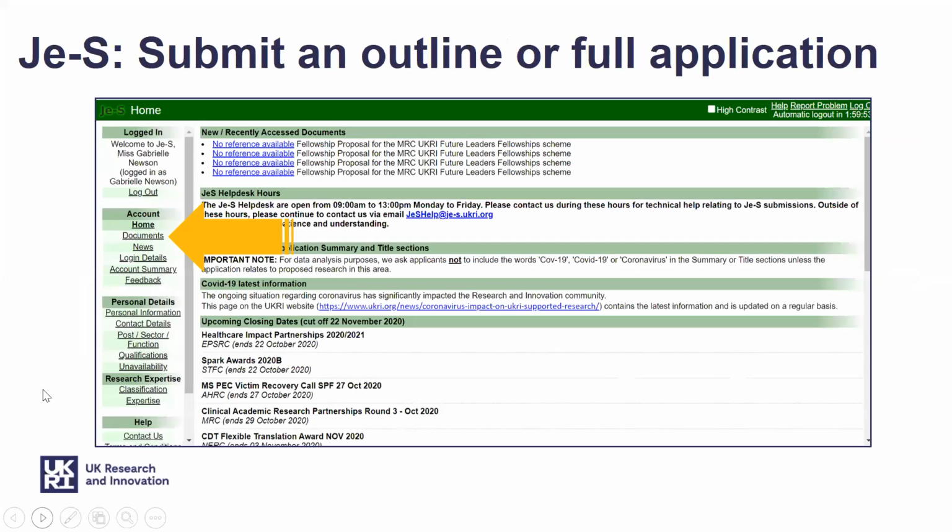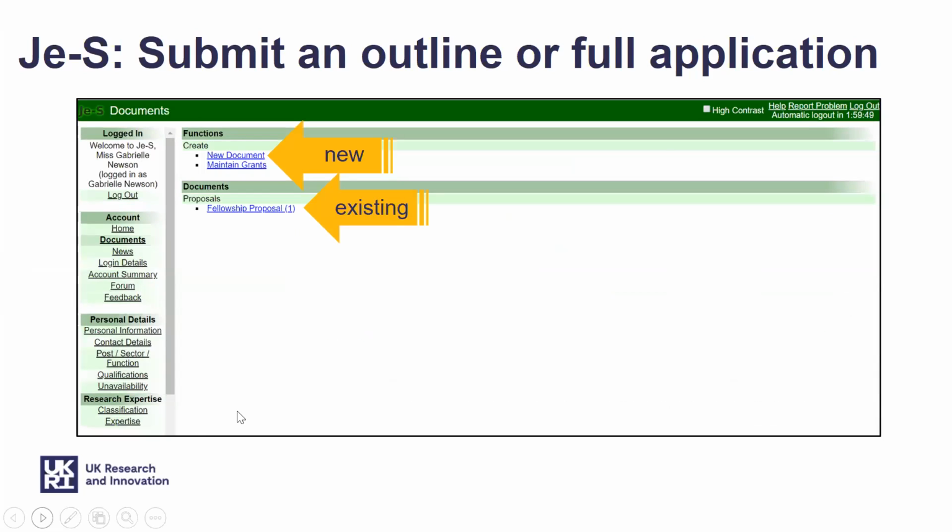So once you've done that, you've registered the organisation, you've registered yourself as the applicant, you're ready to actually start the application. So you need to be logged into the system, and then on this bar on the left-hand side, you'll see documents, again, where the big yellow arrow is pointing. And from there, you'll get taken to this page. And if you want to create a new application to the Future Leader Fellowship Scheme, and this is the first time you've logged into the system, you want to click on New Document at the top.